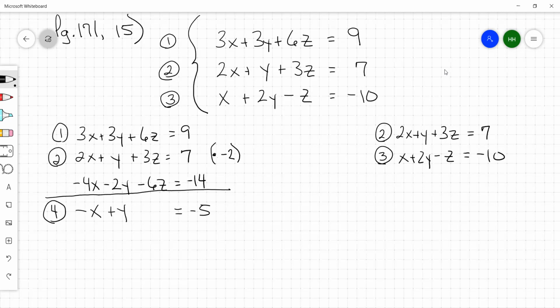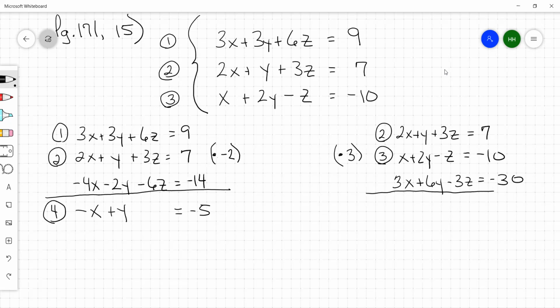Now, since I got rid of z in 1 and 2, I'm going to get rid of z in 2 and 3. I got a positive 3z. I need a negative 3z. I've already got a negative z. So I can multiply this equation by just 3. Agreed? Because that gives me a negative 3z. So the whole equation 3 by 3 is 3x plus 6y minus 3z equals negative 30.